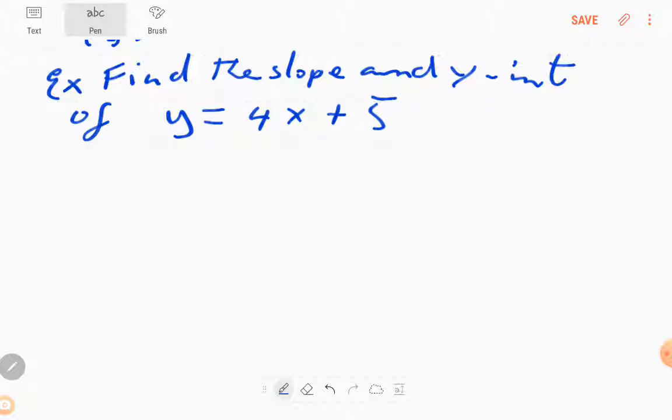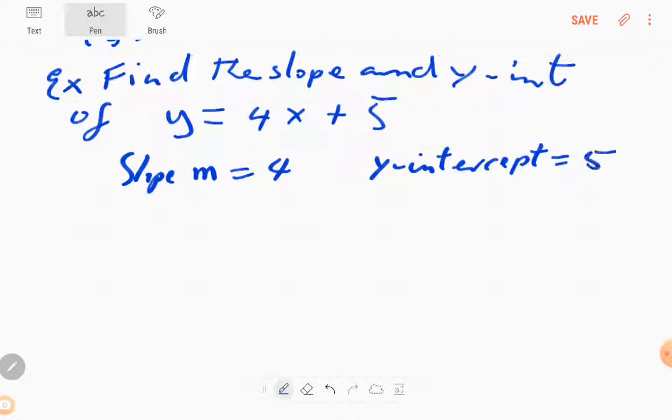So using y equal mx plus b, we would say our slope m is the coefficient in front of x, so the slope is 4, and the y-intercept is equal to 5, and it's occurring at the point 0, 5.